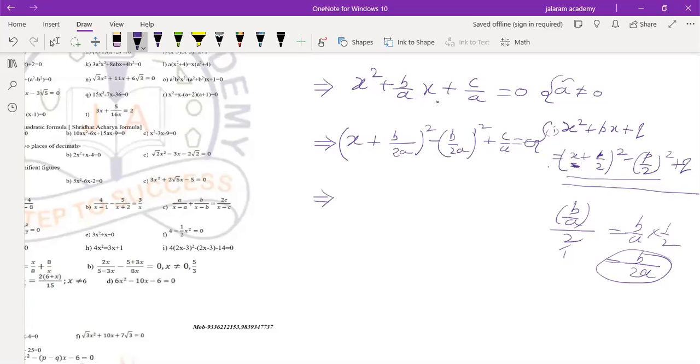Can anyone tell what will be the next line? Raise your hand. If you want to tell, you can also tell.